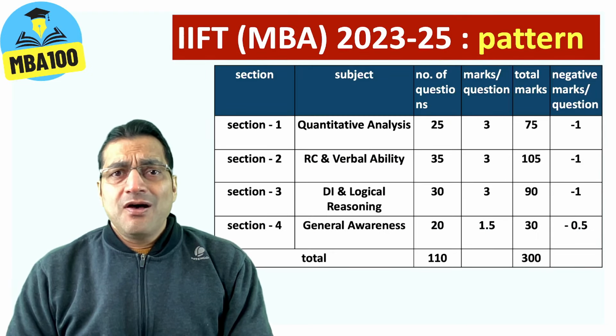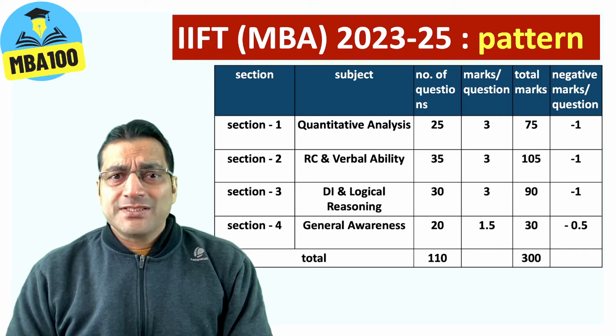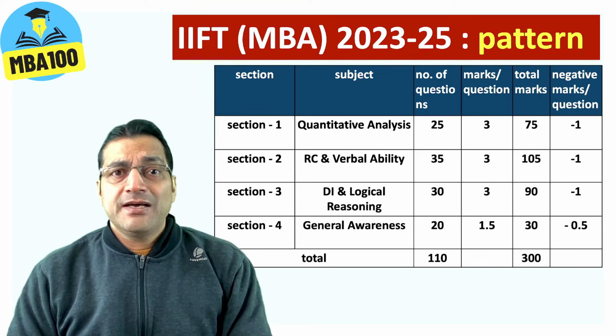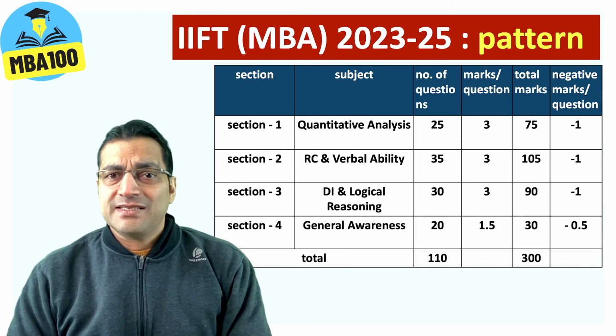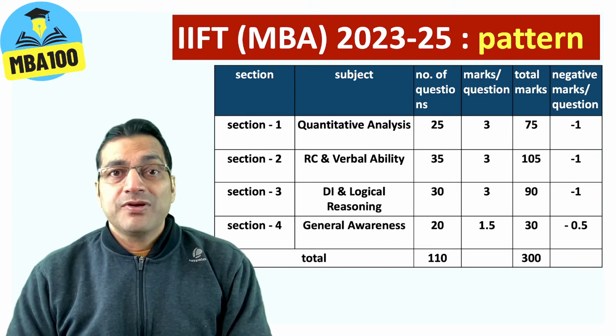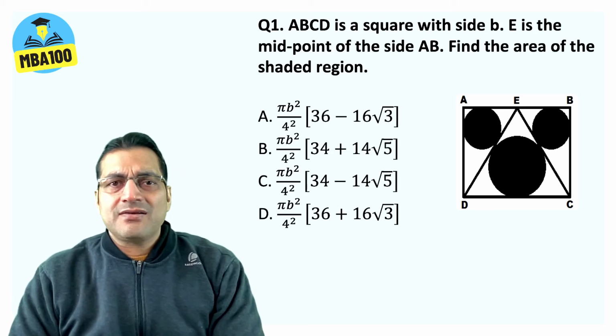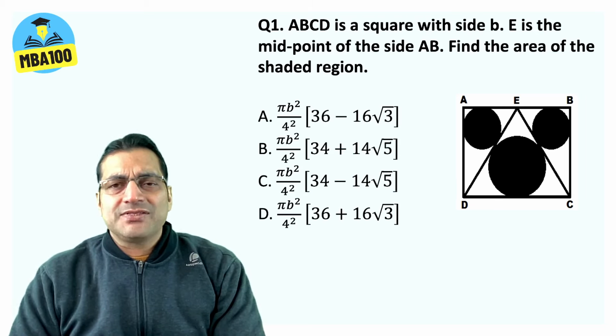All right. You're already aware of this. There were four sections: quantitative analysis, RC and verbal ability, DI and logical reasoning, and general awareness, and all those standard things. Number of questions 110, total marks 330. Of course, this year the paper was more difficult than how it has been in the recent past. This is one of the questions. I'm sure you can recall this question. So, nothing new in this question.